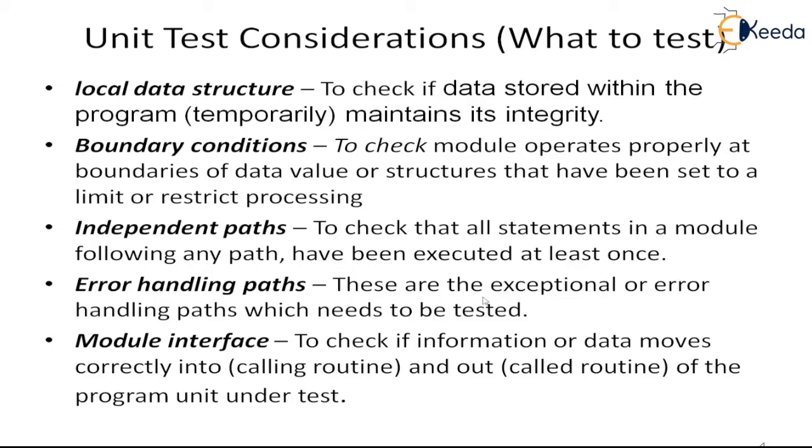So how are the exceptional cases handled in the program? By using the error handling paths. Then the last is the module interface. Because no module works completely independently, it has to collaborate with some other module to do the overall function of the software. So there will be some data movement, or in object-oriented there may be some message movement. And either the module will be called from another module, or that module is invoking many other routines, other modules. So all these module interfaces are points where we have to test it.